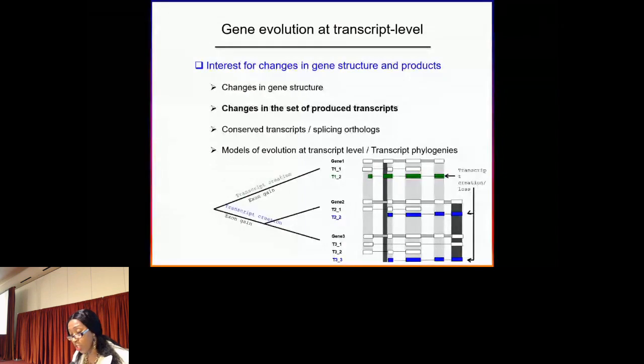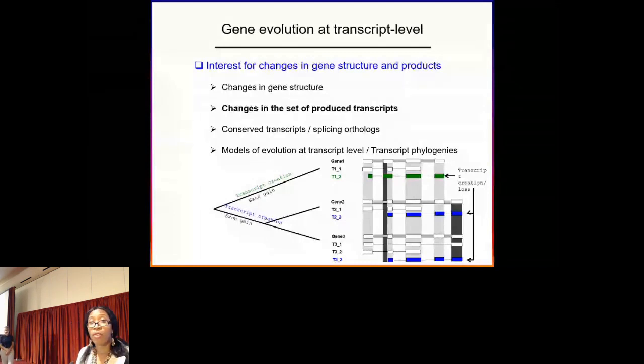And we are also interested in changes in the set of produced transcripts. So what are the transcripts that were produced at some point of the evolution in the gene tree? So for instance, here we can see that transcript T12, the transcript of gene 1, is specific to gene 1, not shared with gene 2 and gene 3. So it may have been gained in the branch that goes to gene 1. Also, we can see a transcript indicated in blue, T22 and T33, that are the same, that are in gene 2 and gene 3. And since it doesn't appear in gene 1, it could be a transcript that was created in the branch that goes from the root to the ancestor of gene 2 and gene 3. And then we can also have transcript creation and transcript loss events.